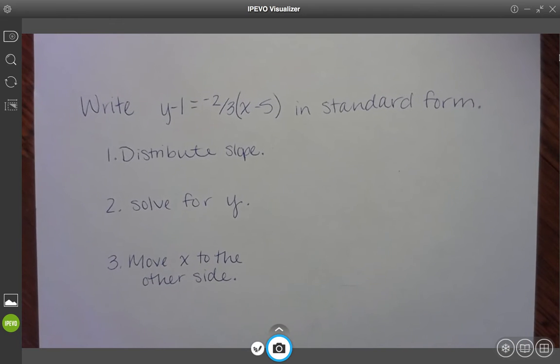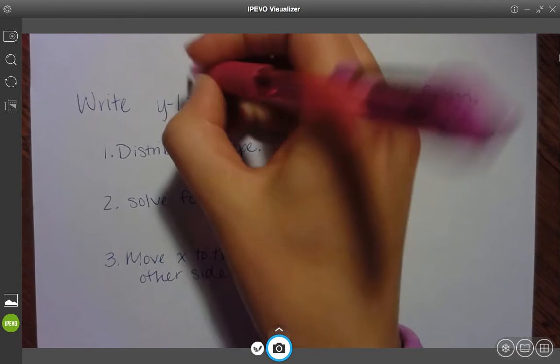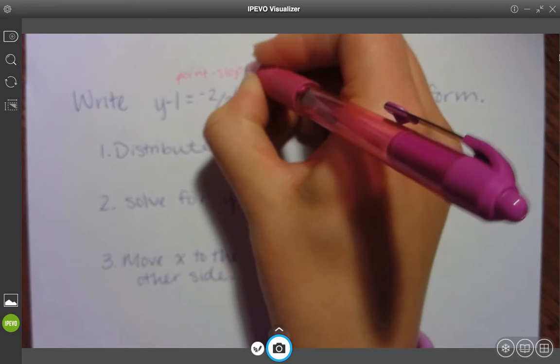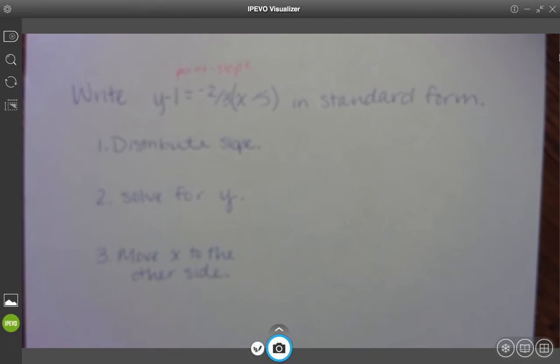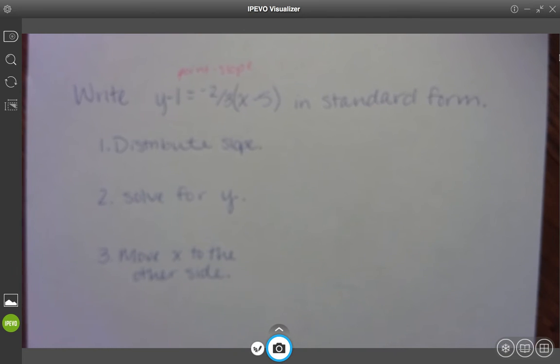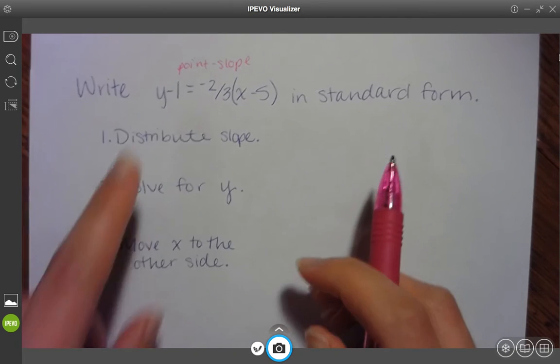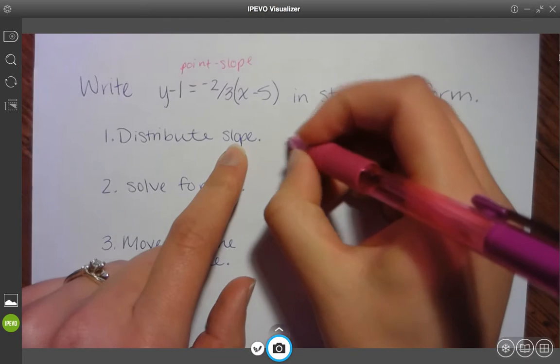All right, we are going to write this equation. Okay, this is some point slope form. The equation y minus 1 equals negative 2/3 times x minus 5 into standard form. Let's get that focused. Okay, so the first step is to distribute the slope.